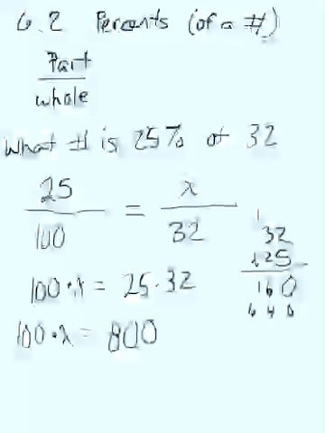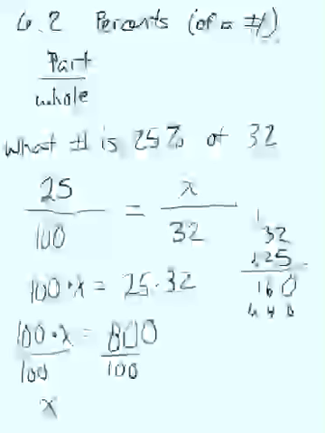You would divide both sides by 100. Why divide by 100? To get x by itself. X is 8. Does that make sense? If you set them up as ratios and line them up and cross multiply, you'll get each one of these right.